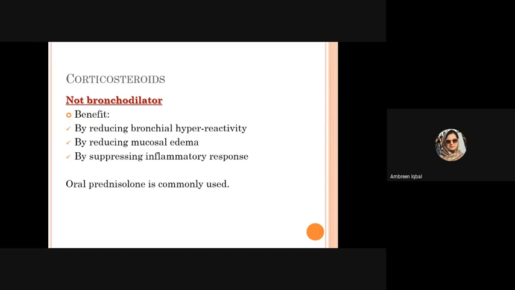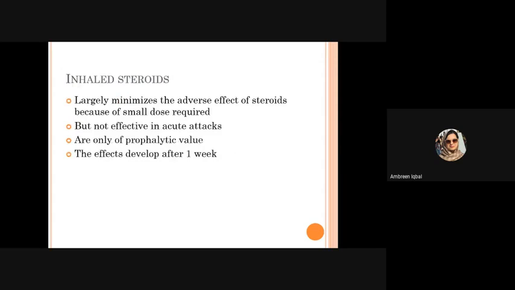Oral prednisolone is commonly used for this purpose. The adverse effects are largely minimized if we take the inhaled steroid, because when we take it through the inhalation route, we just have a localized effect. It does not give us systemic effects. But this is not effective in acute attacks. I said earlier, once the attack has happened, once the bronchoconstriction has happened, it has no value because it does not reverse the bronchoconstriction. So we can use them only for prophylactic value, and the effect develops after 1 week.